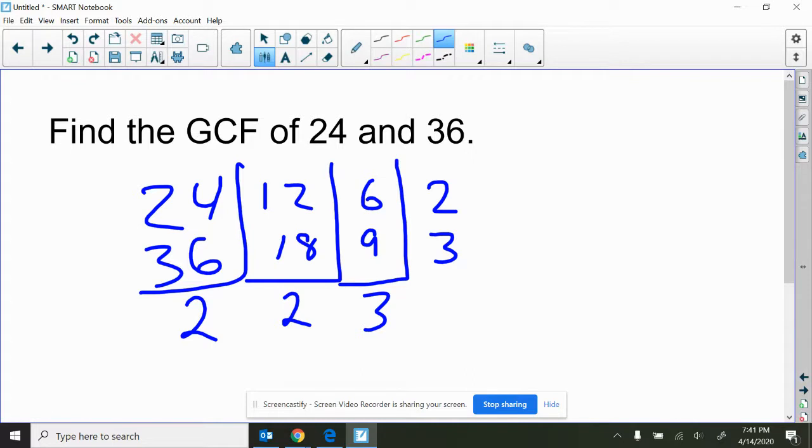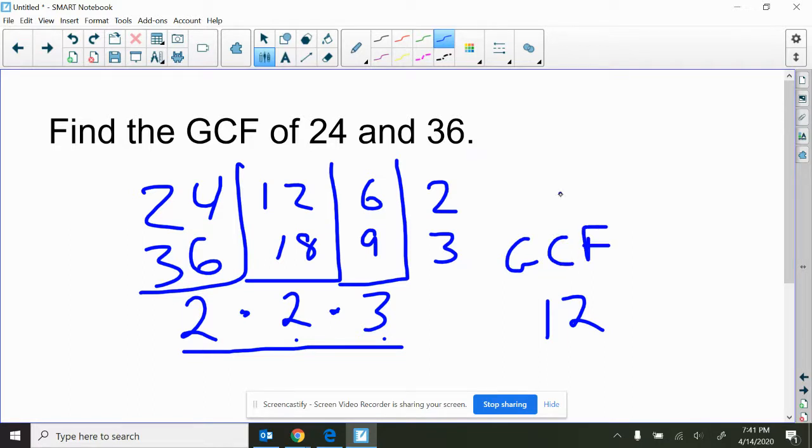So now I take my 3 numbers at the bottom, my 2, 2, and 3, and we multiply them together. 2 times 2 is 4. 4 times 3 is 12. The greatest common factor for 24 and 36 is 12.